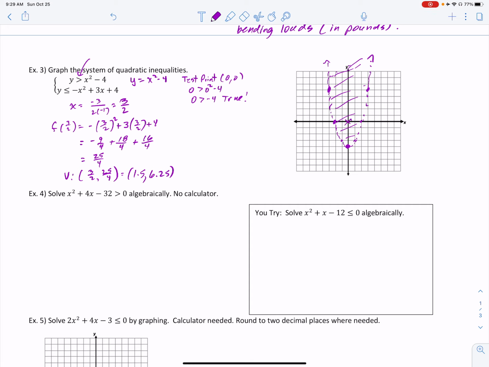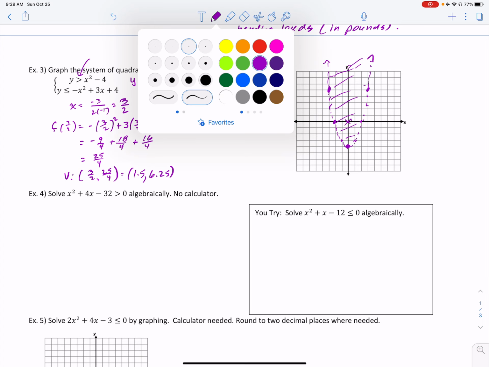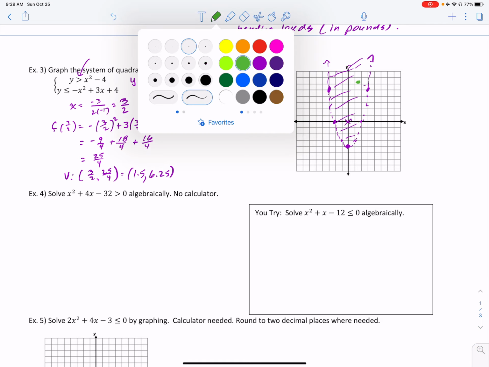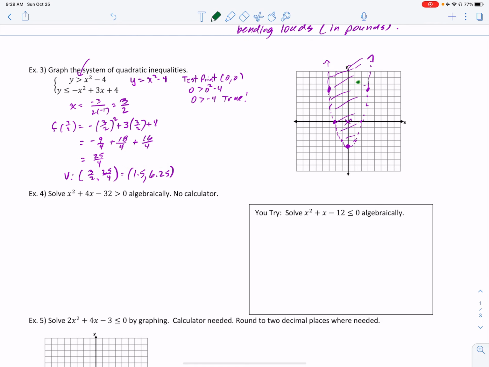But this opens down. It has an a value of -1. So I'm going to go to the right 1.5. I should just pick up a different color here. So go to the right 1.5 and up 6.25. So in here, I'm going to get that darker. And then if I go right 1, I go down 1, left 1, I go down 1.